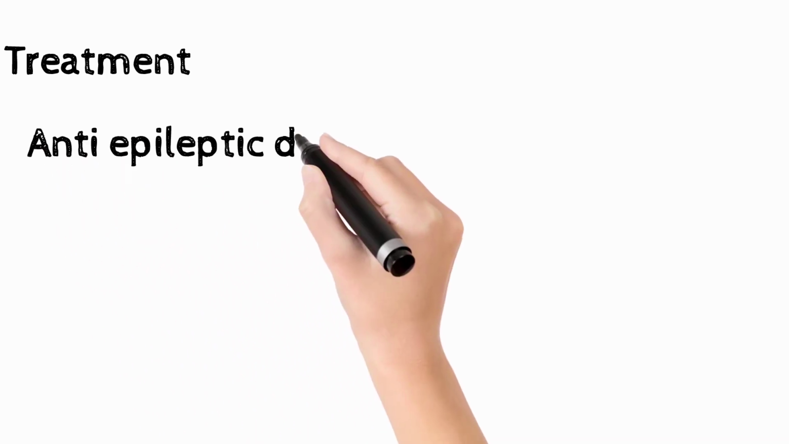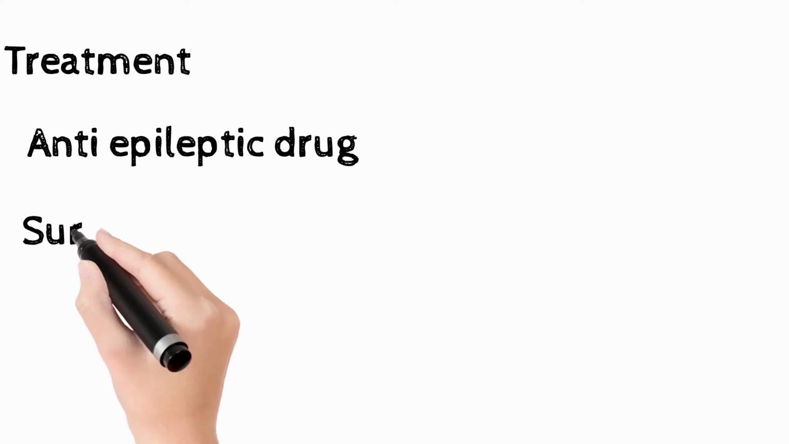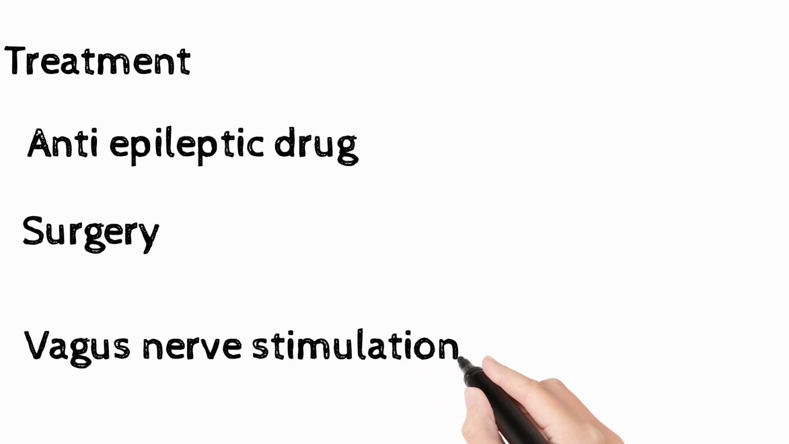We treat these conditions by initially prescribing anti-epileptic drugs. But some of the patients may not respond to the anti-epileptic drugs and they may have to undergo surgery. And if it is not possible, then we can try vagus nerve stimulation.